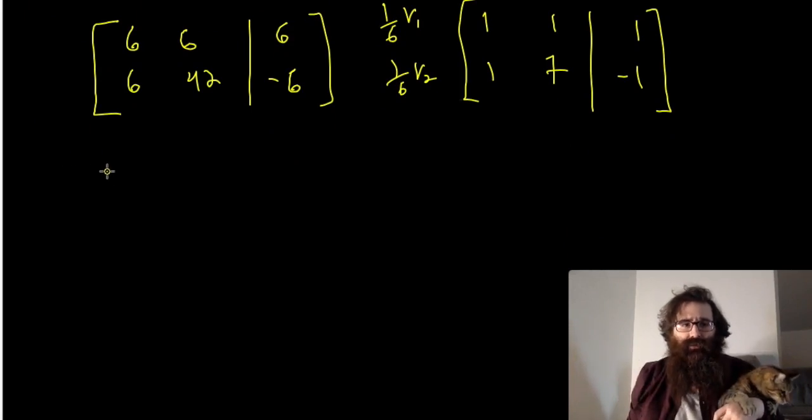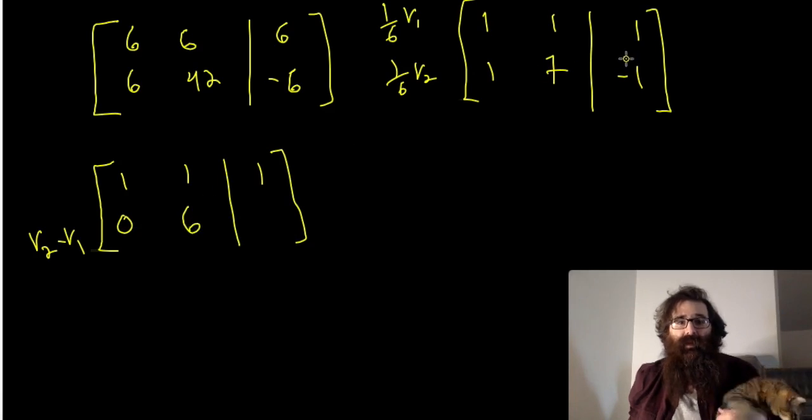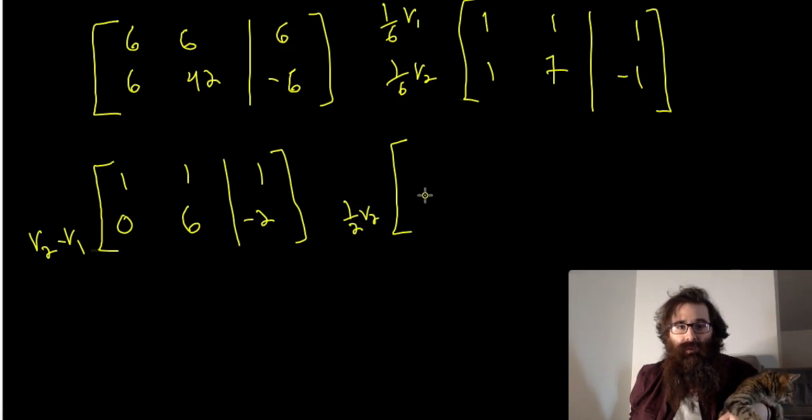And here we can go ahead and do our row replacement. I'm going to replace row 2 with row 2 minus row 1. So I'm going to rewrite row 1 to start, 1, 1 augmented with 1. Row 2, I'm going to get 1 minus 1 gives me 0. 7 minus 1 gives me 6. And -1 minus 1 gives me -2. Which then I'm going to go ahead and scale row 2. I'm going to do 1/2 row 2. That's the best I can do with integers, so that's 0, 3 augmented with -1.